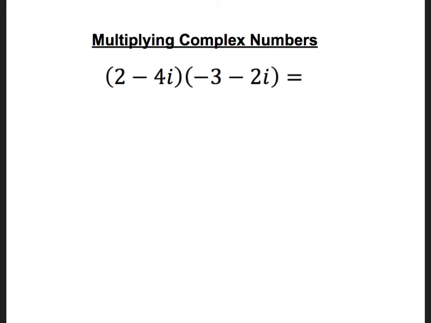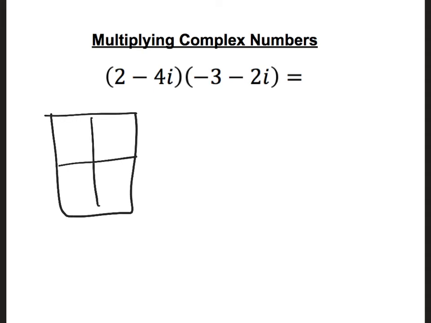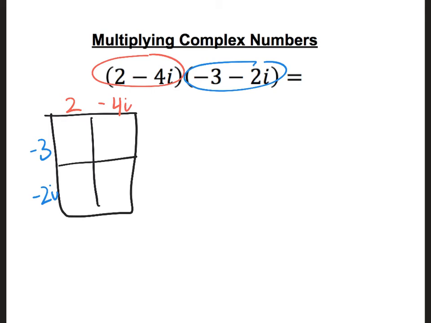For my next example, we have 2 minus 4i times negative 3 minus 2i. We're doing the same thing, setting up our box method. Again, it's going to be a 2 by 2. Along the top, I'm going to put 2 minus 4i, because that's my first factor. My second one is negative 3 minus 2i. So we'll put that along the left-hand side.